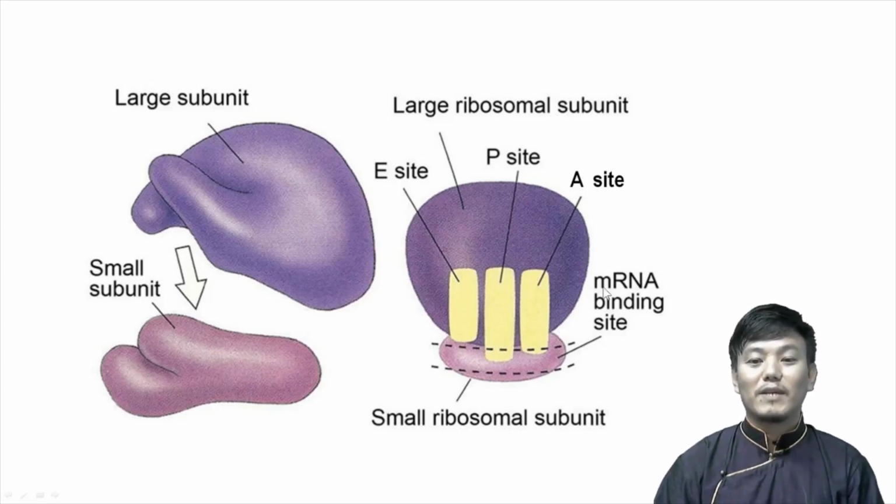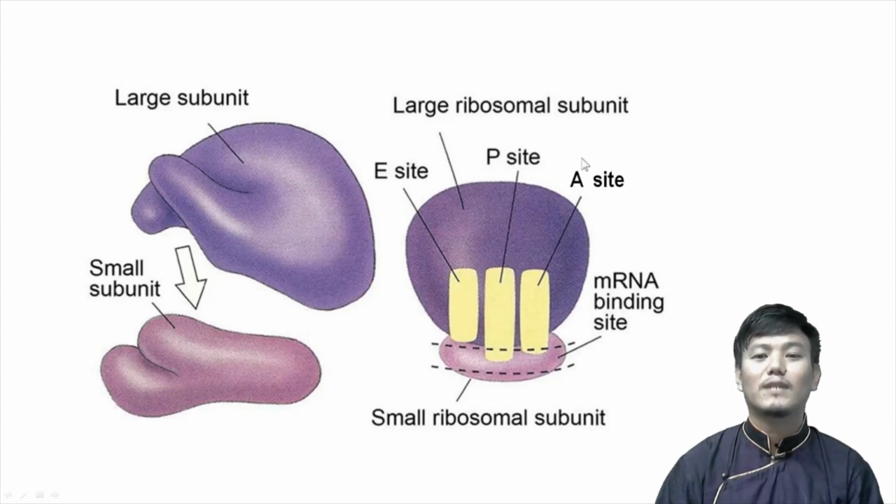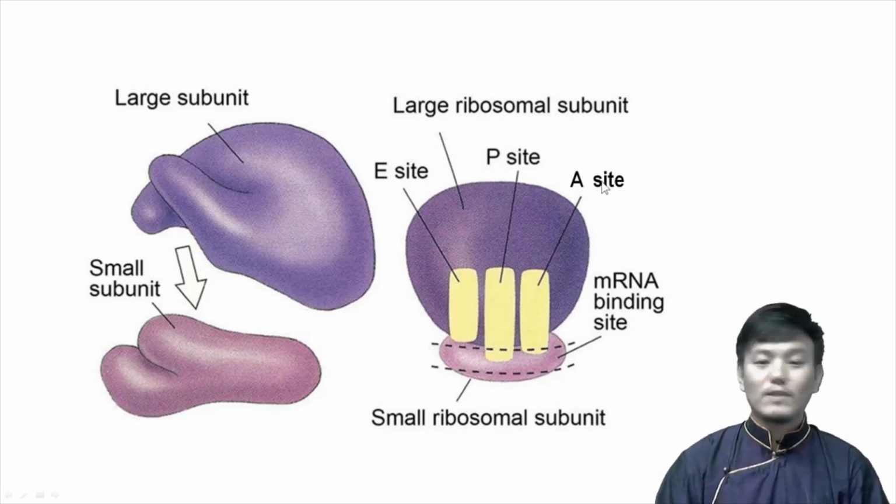The messenger RNA has to bind with the mRNA binding site present on the small ribosomal subunit. On the small ribosomal subunit, we have the mRNA binding site. In the large ribosomal subunit, we have these 3 sites. In your textbook, it is mentioned that there are 2 sites. In other reference books, you will find that there are 3 sites. But the concept remains the same.